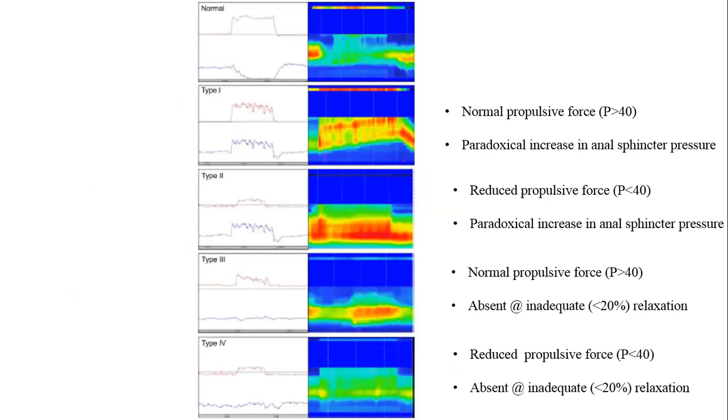So there's a thing called dyssynergia. There are in fact 4 types of dyssynergia. In type 1 dyssynergia, the patient will have a normal propulsive force. However, when the straining happens, there is a paradoxical increment in the anal sphincter pressure. In a normal patient, when the patient is pushing or straining, the anal sphincter is supposed to relax.